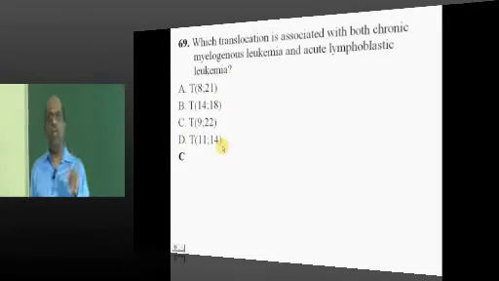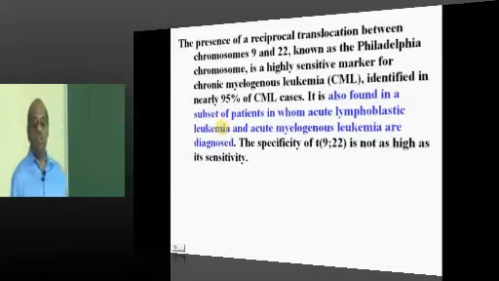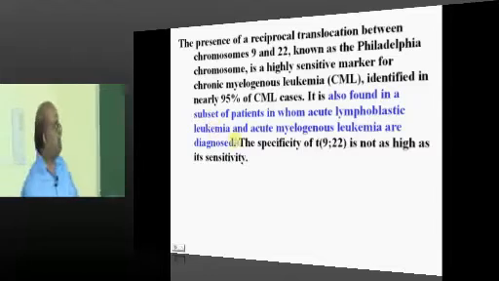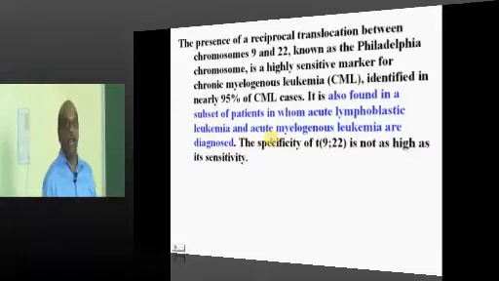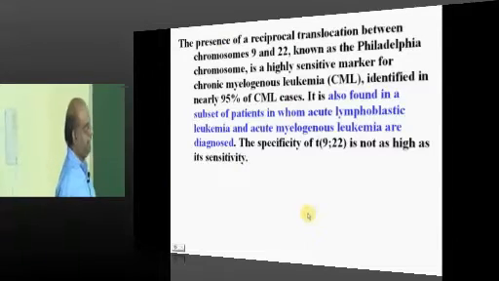If you look at 9;22, which is the Philadelphia chromosome, it's not specific for CML always. It is also found in ALL and also AML, which needs to be fundamentally remembered.